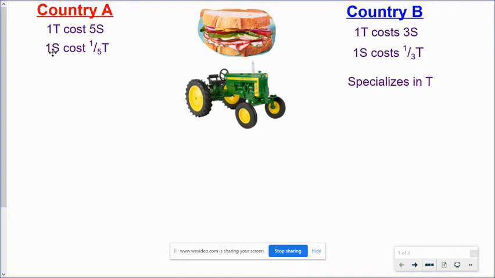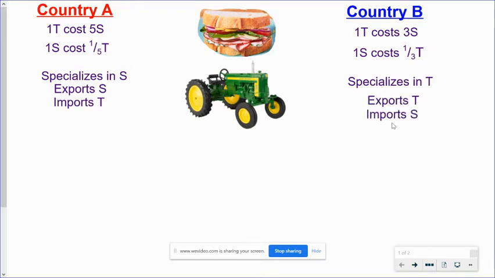When I look at the sandwich, I notice that country A only has to forego 1/5 of a tractor, but country B must forego more, which is 1/3 of a tractor. So that means that country A should specialize in sandwiches. If country A is specializing in sandwiches, but they want tractors, they must trade. If country B is specializing in tractors, but wants sandwiches, they must trade. That jumps into what exactly the country will be exporting. They'll export what they specialize in, and they're going to import what they need to trade for. Once again, it's just going to work in the opposite direction.